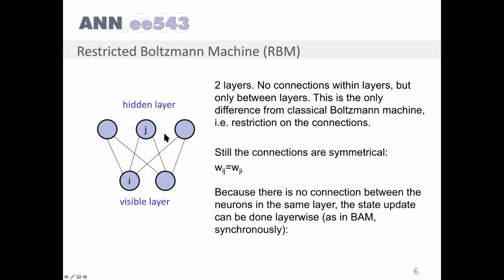So the neuron outputs here are calculated at once by using the output values of the neurons at the visible layer. Notice that their activations are calculated, and then the output values are determined probabilistically.